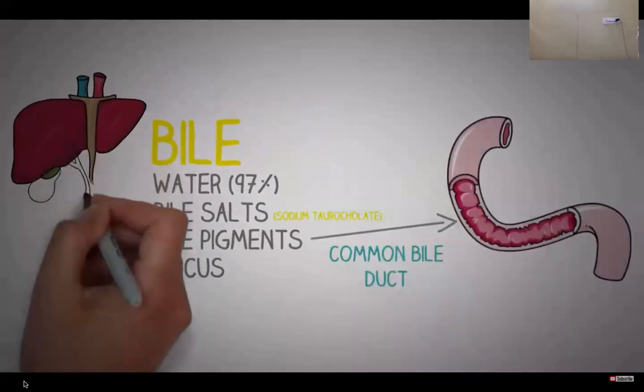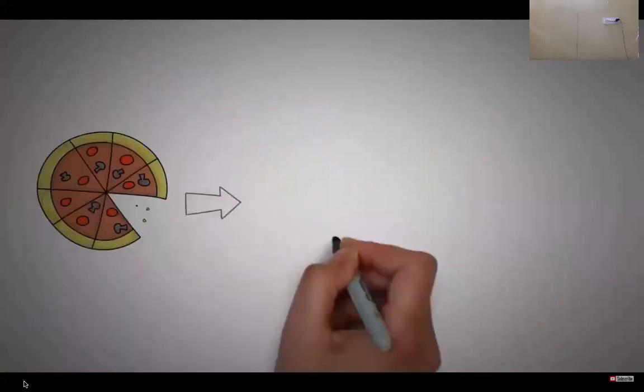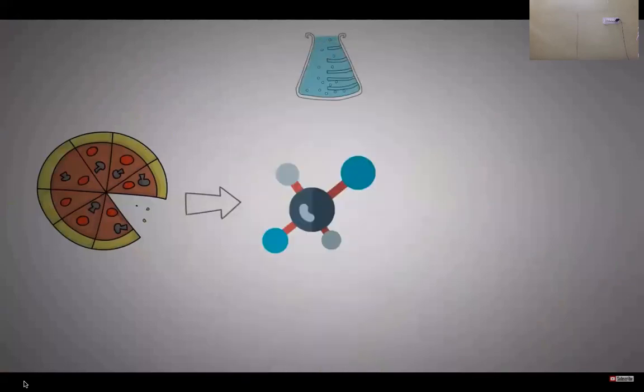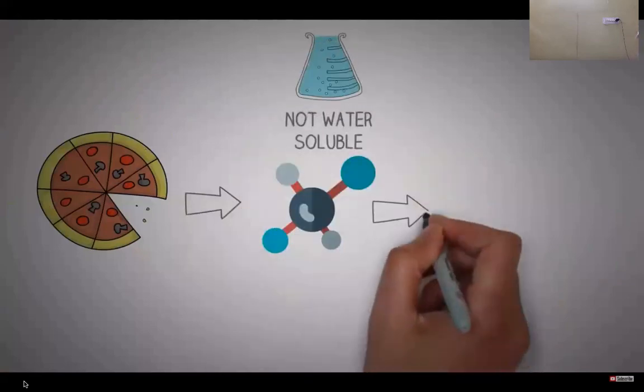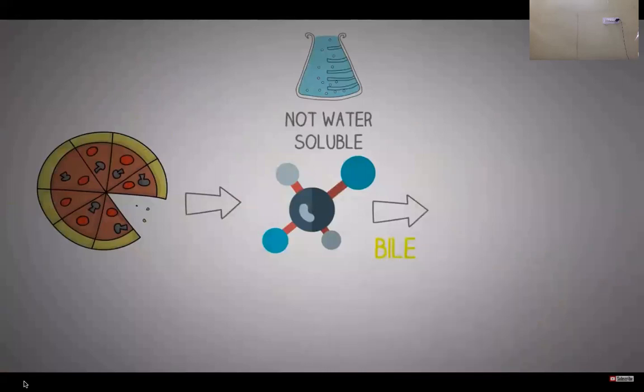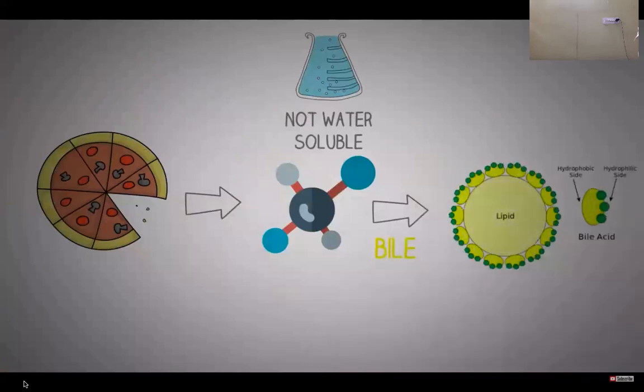The gallbladder is used to store bile and concentrate it. Since we eat a lot of fat in our diet, which is not water soluble and cannot be absorbed as such, bile helps to emulsify the fats in the chyme and leads to the formation of micelles, which are easy to digest and absorb.